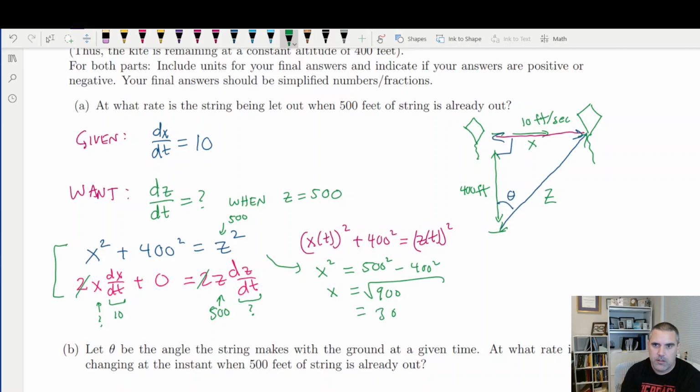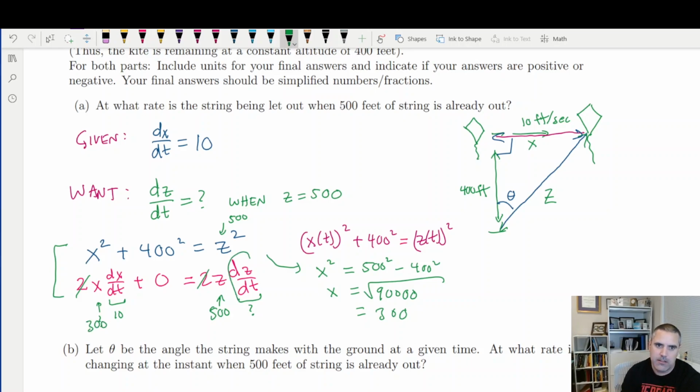X is 30, plus or minus, but I know in the picture it's positive. Let's see if that matches my work here. Not 30, 300. It doesn't match my work. Oh, there's too few zeros here. All right, I got it. Good thing I am checking. Okay, so this is 300, and we're done.